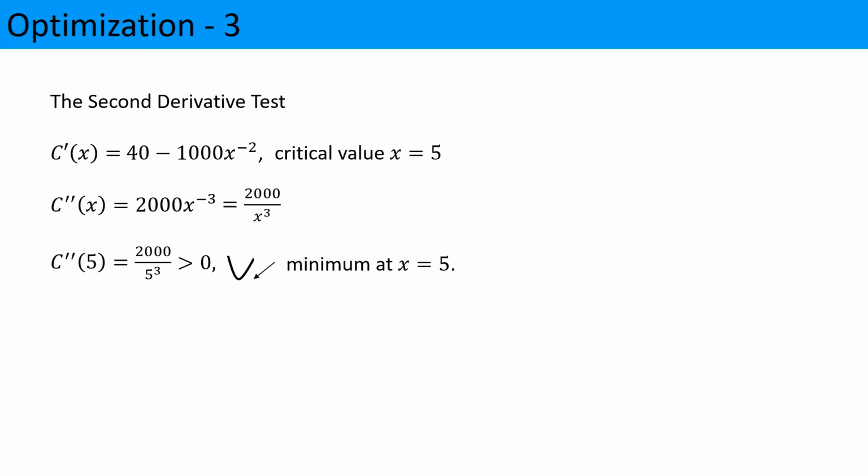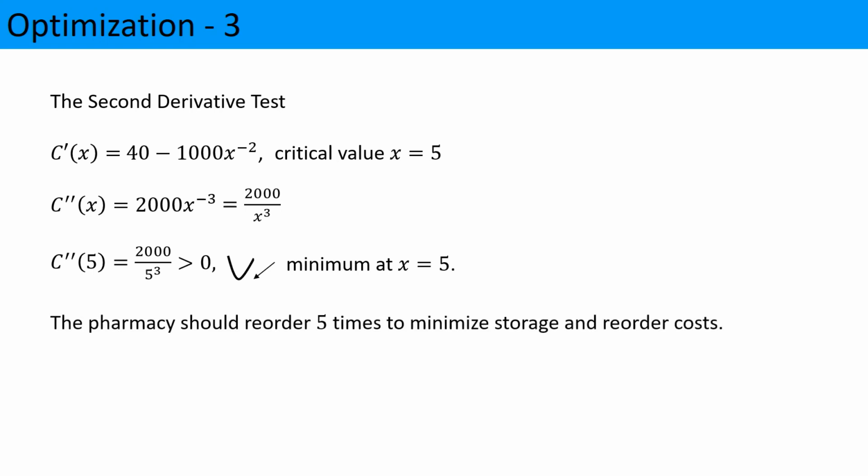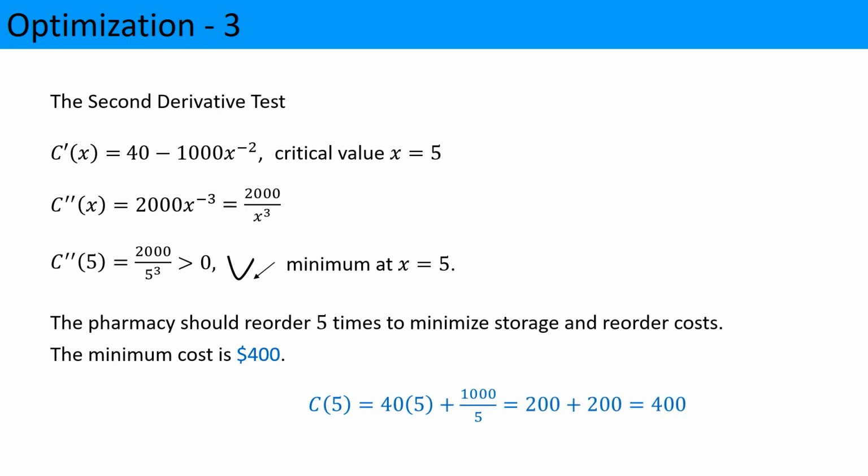We have found the critical value, and we have demonstrated that that critical value leads us to the minimum cost. So the pharmacy should reorder 5 times to minimize storage and reorder costs. The minimum cost is $400. How did we get that? You evaluate the cost function at the critical value of x equals 5, which gives the minimum. So C of 5 is equal to 40 times 5 plus 1,000 over 5, which is 200 plus 200, where we got the 400.